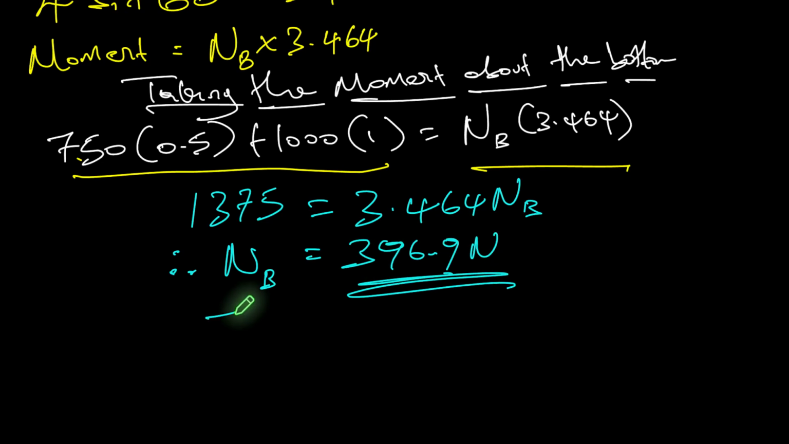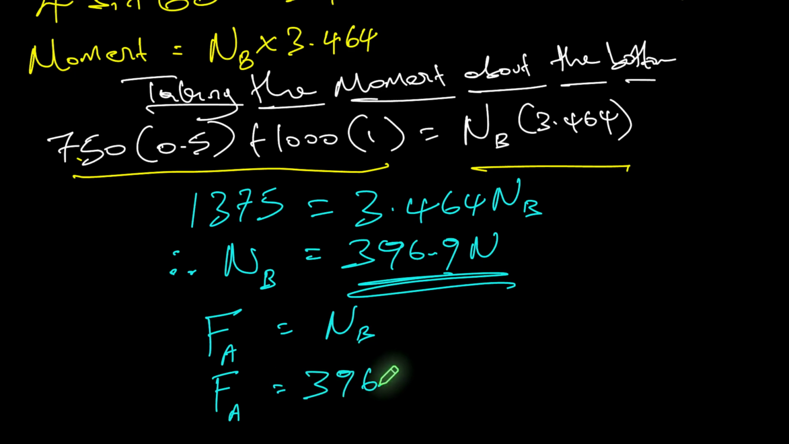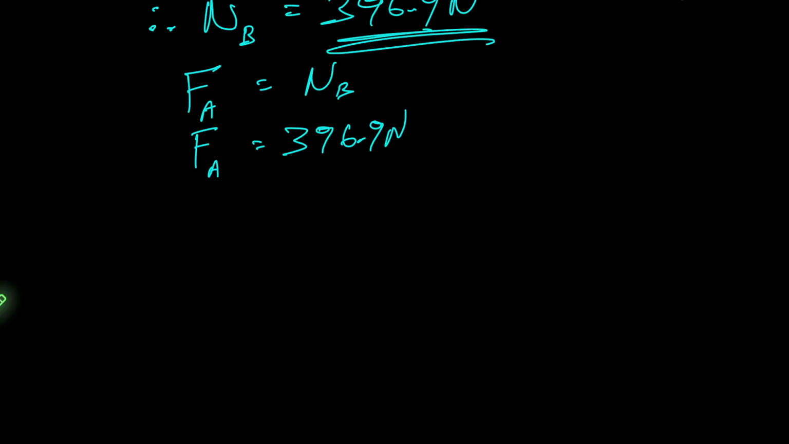Since we have established before that FA is equal to NB, because they are the only two horizontal forces and they're acting in opposite directions, we can simply say that FA is also 396.9 newtons. So that gives us FA. Now with FA found, we can simply rewrite our equation that we had from the start.